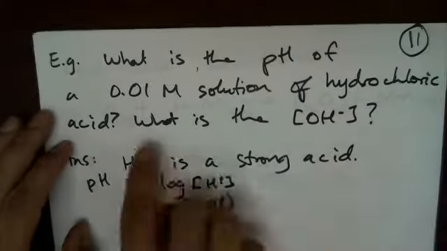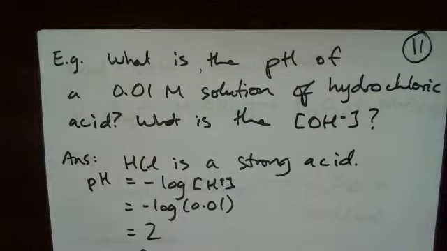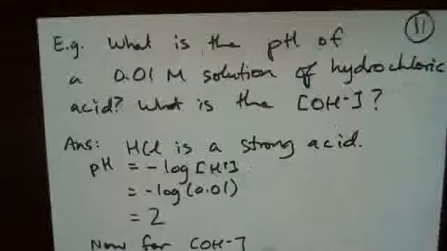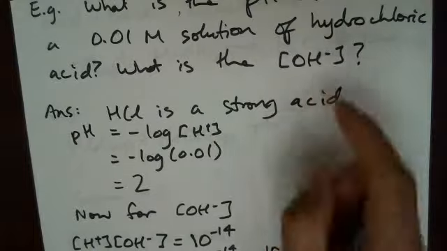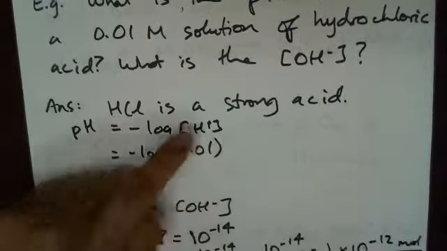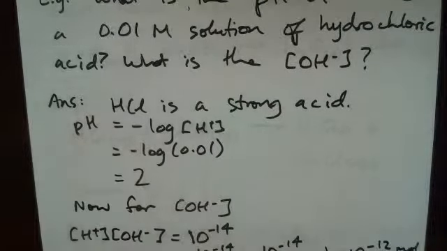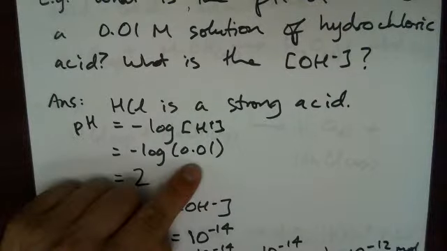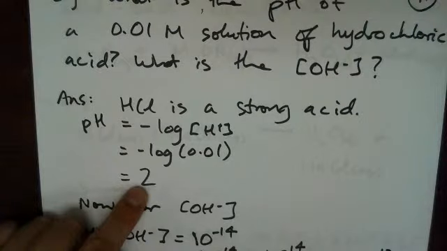and so let's look at an example question. What is the pH of a 0.01 mole per litre solution of hydrochloric acid, and what is the hydroxide concentration? Again, make sure you remember that square brackets mean concentration. So HCl is a strong acid, so you have a negative log of the H plus concentration. Because it's a strong acid, we know that it's going to fully dissociate, and so we would have 0.01 as a concentration of the H plus, and so we get a pH of 2.